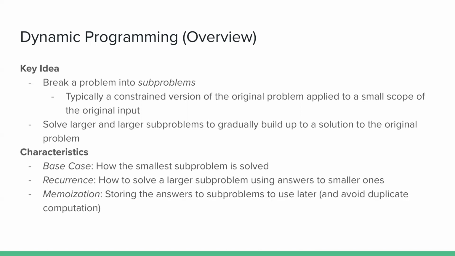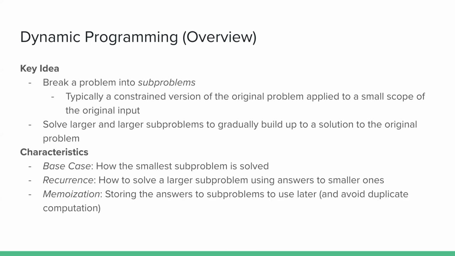We can go through a lot of examples, but the key idea is to break a problem down into subproblems. So basically just use recursion on the problem to solve it. And typically it's a constrained version of the original problem, right? So we're working on a smaller subproblem. And then we can solve larger and larger subproblems to eventually build up to the solution, right?